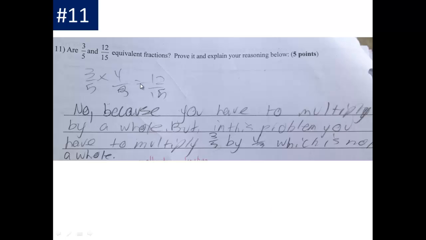I know it's a little messy, but up here it says 3/5 times 4 over 3 equals 12/15. Now that is true, but watch what this Kipster wrote. Are 3/5 and 12/15 equivalent fractions? No, because you have to multiply by a whole. But in this problem, you have to multiply 3 over 5 by 4 over 3, which is not a whole.